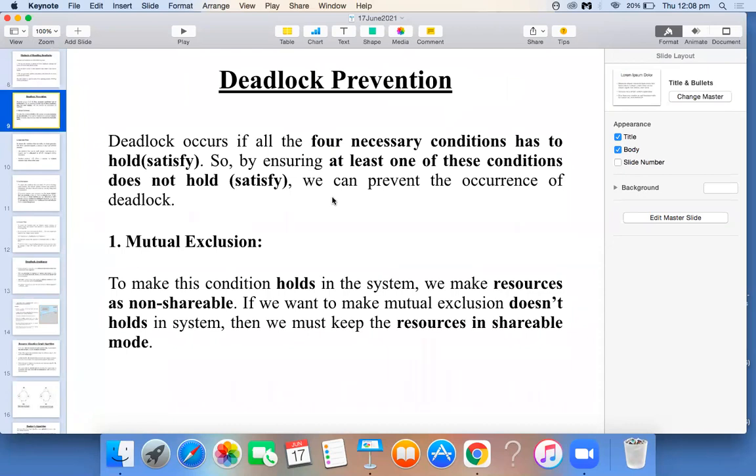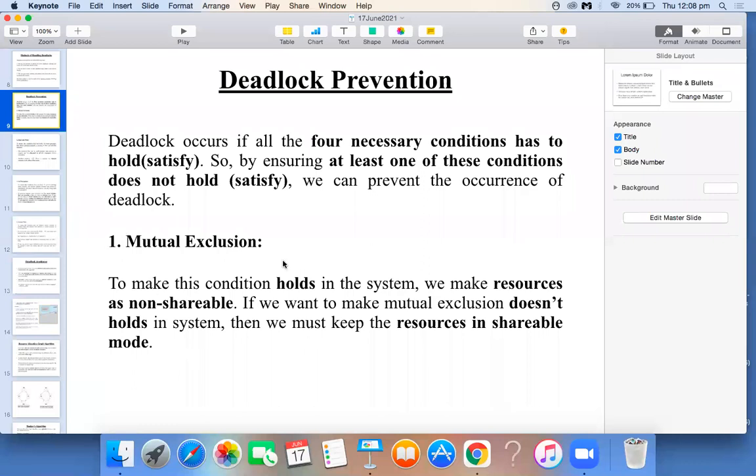So we all know the four necessary conditions for deadlock to occur, right? That is mutual exclusion, hold and wait, no preemption, and the last one is circular wait. If all four conditions occur in our system, then we can say that our system is in a deadlock state, correct? So to perform deadlock prevention, we have to make sure that any one of these four conditions is not satisfied in our system, okay? So we have to make sure of that.